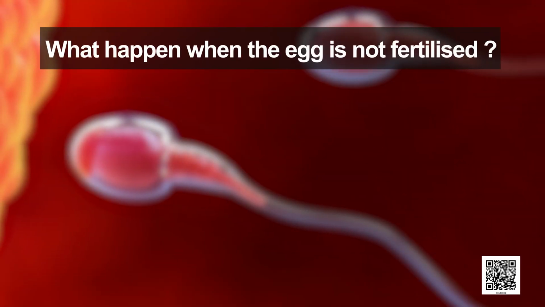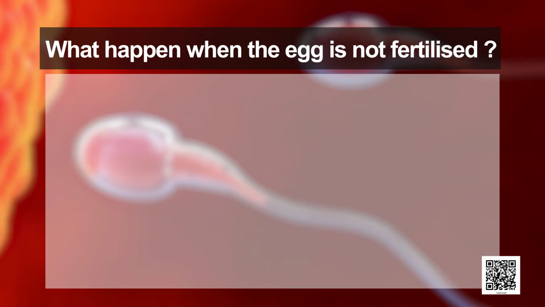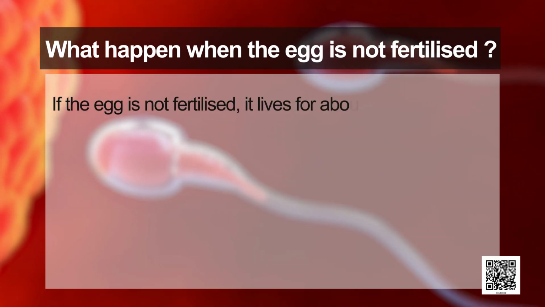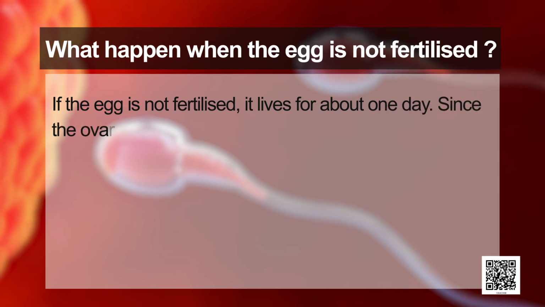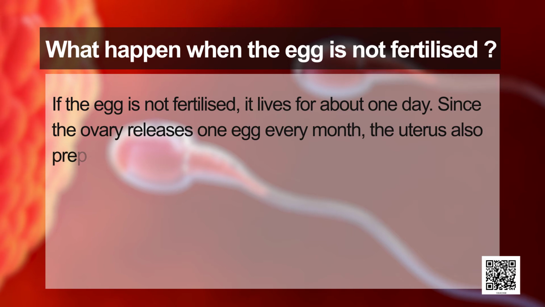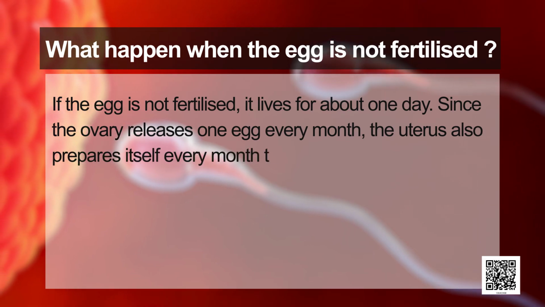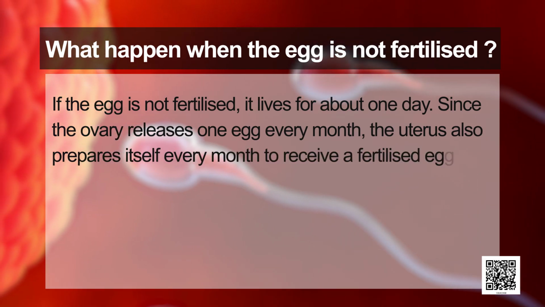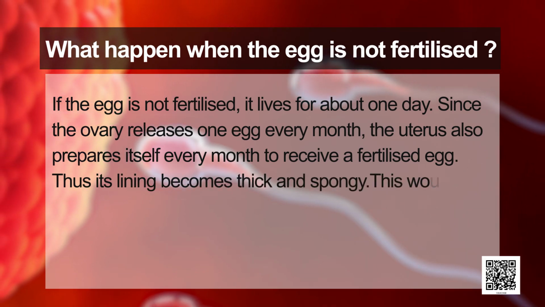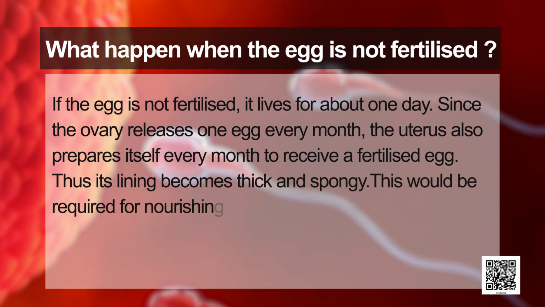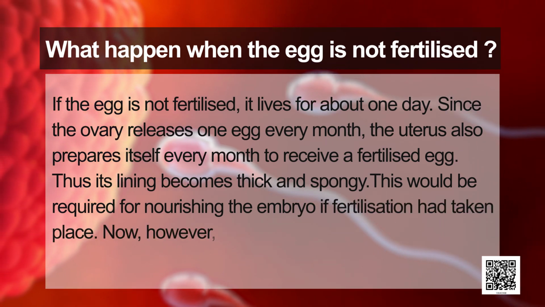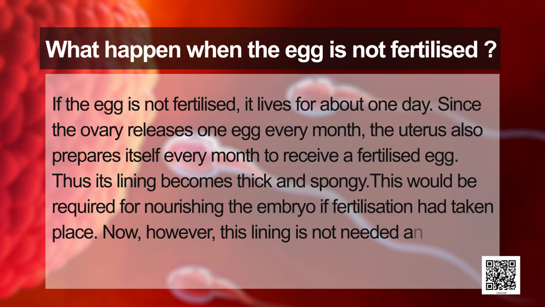What happens when the egg is not fertilized? If the egg is not fertilized, it lives for about 1 day. Since the ovary releases one egg every month, the uterus also prepares itself every month to receive a fertilized egg. Thus, its lining becomes thick and spongy. This would be required for nourishing the embryo if fertilization had taken place. Now, however, this lining is not needed any longer.